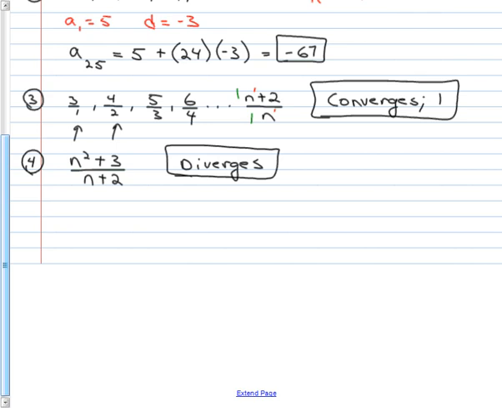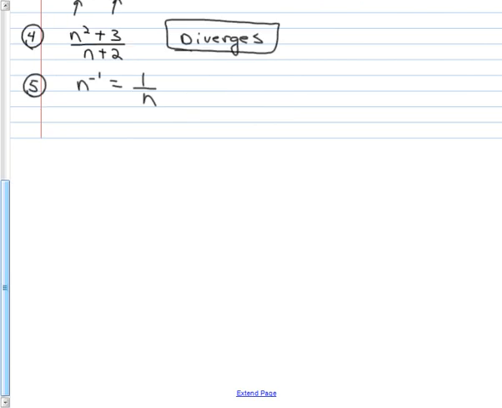Number 5 gives us the formula. N to the negative first, I would probably think of that as 1 over n. N to the negative first is 1 over n. Before I tell you anything, what do you think? As n gets bigger and bigger and bigger, am I converging to something or diverging? I'm converging to what? 0.